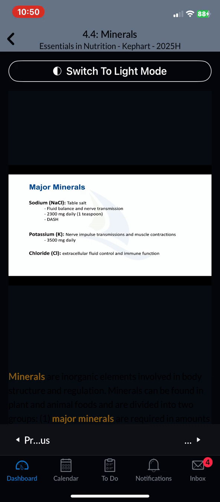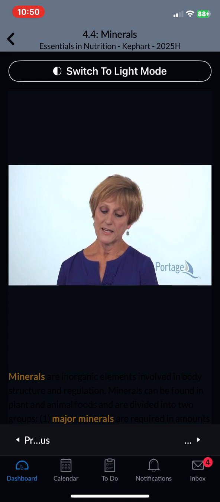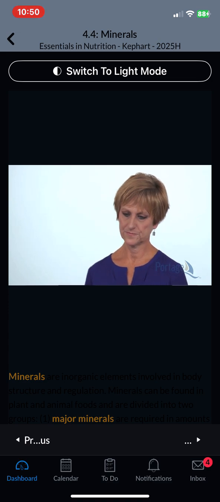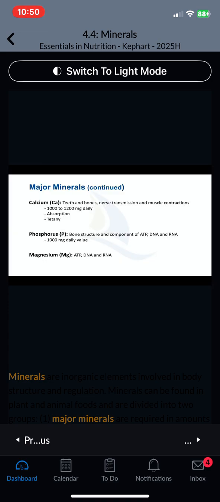Chloride is a third major mineral, and chloride is important for extracellular fluid control as well as for immune function. The largest contributor of chloride you find in salt, sodium chloride. And again, overconsumption usually occurs because of the amount of salt that we take in daily. Another major mineral is calcium. Calcium is important for our teeth, our bones, for nerve transmission, and for muscle contraction.